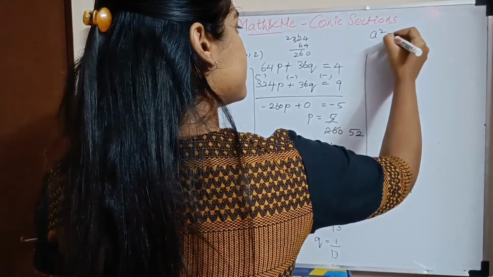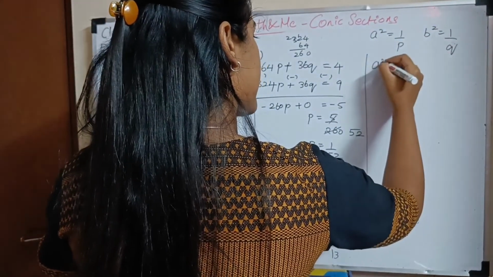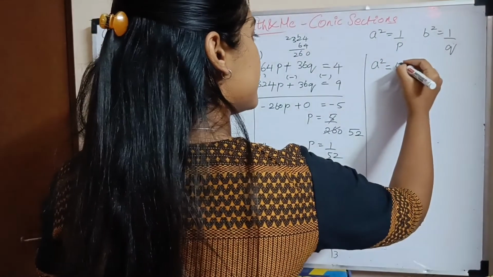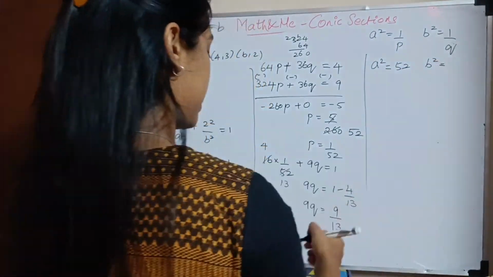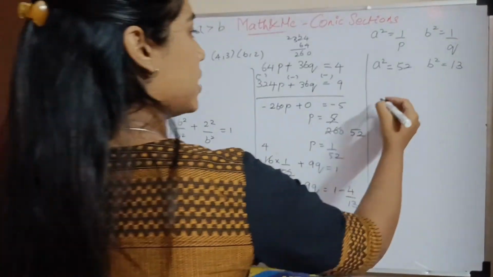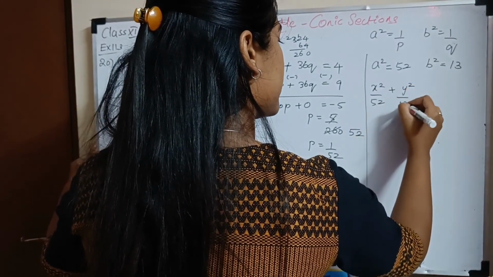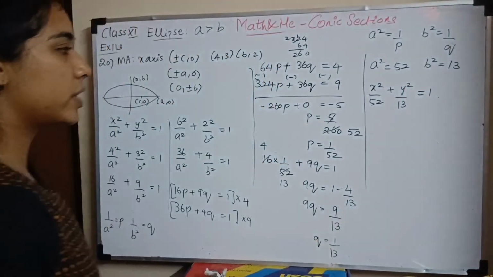So after this what do we know? Your a square is 1 by p and b square is 1 by q. So a square is 1 by p, which is 52, b square is 1 by q which is 13. So what is your equation? x square by a square plus y square by b square equals 1, okay.